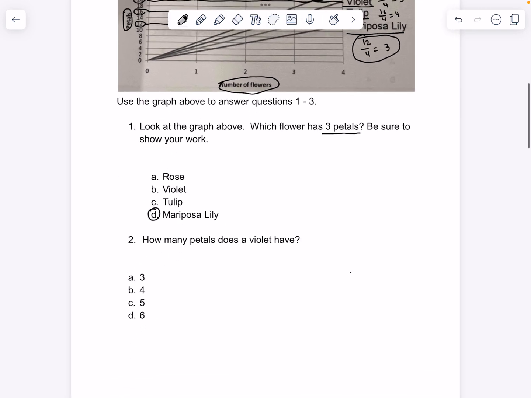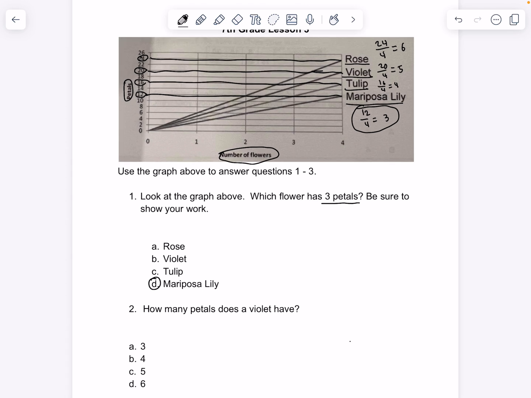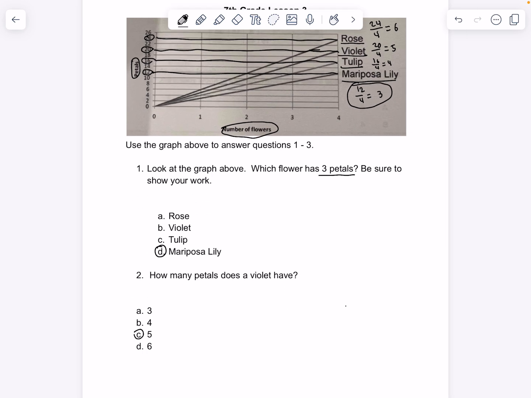Now the next question is asking how many petals does a violet have? So here we already did the calculation. A violet has 20 petals and there are 4 violets. So once we divide that, we get 5 petals per violet, which is our answer here. And that will be C.